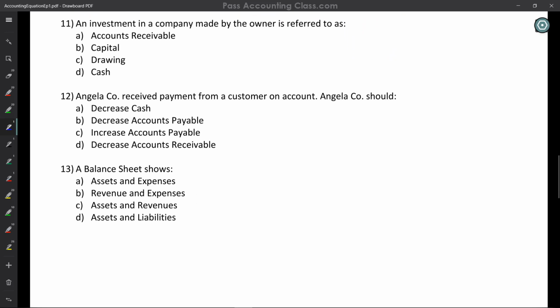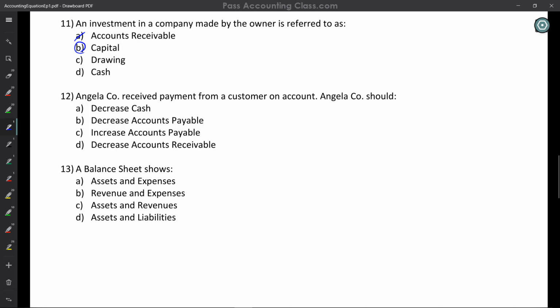For question 11, it says, an investment in a company made by the owner is referred to as accounts receivable, capital, drawing, or cash. So it's not accounts receivable. Accounts receivable represents the amounts that customers owe you. It is capital, and that's typically the term used. And for example, if the owner was Jim Smith, it would be referred to as Jim Smith Capital.